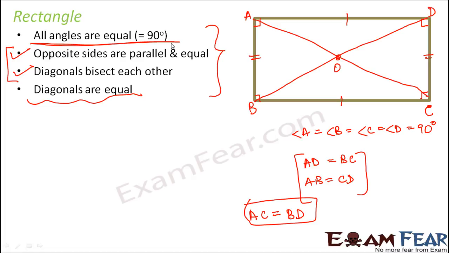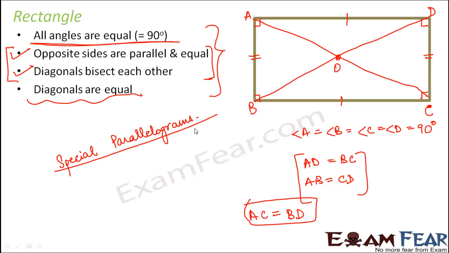So we can say that a rectangle is a special type of parallelogram, because a rectangle satisfies all the criteria to become a parallelogram. But a parallelogram doesn't satisfy all the criteria to become a rectangle. Therefore, a rectangle is a special type of parallelogram. All rectangles are parallelograms, but all parallelograms are not rectangles.